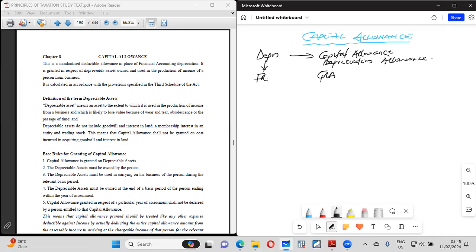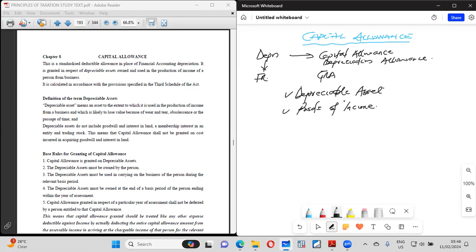So what is a capital allowance? Like you've seen here, it is a standardized deductible allowance in place of what? Your financial reporting depreciation. All right. But capital allowance is given on a depreciable asset. We don't give capital allowance on any other asset. Not only must it be a depreciable asset, but you must also have used that depreciable asset in the production of what? Income. All right. You actually used it in producing an income.